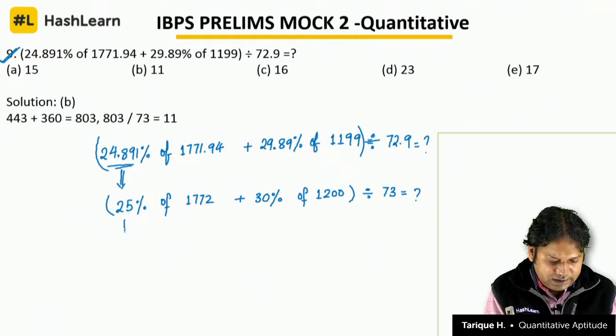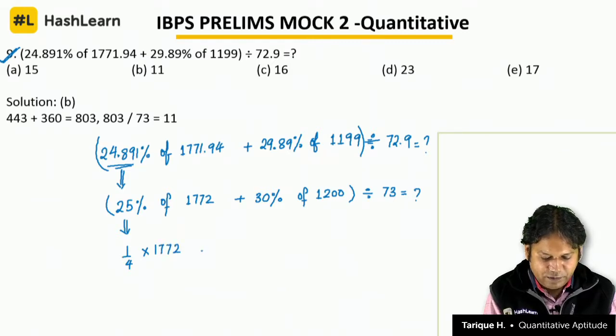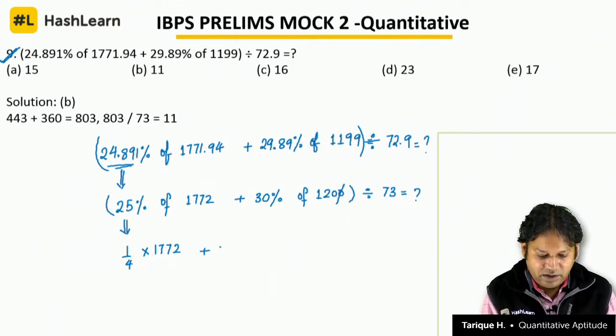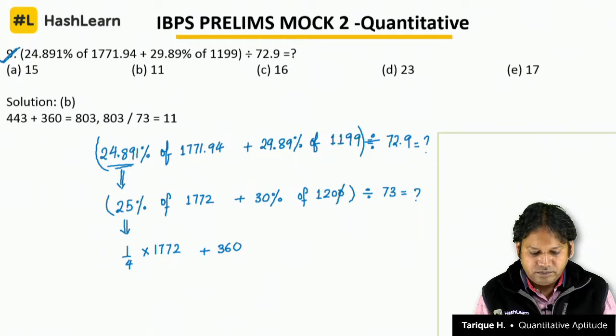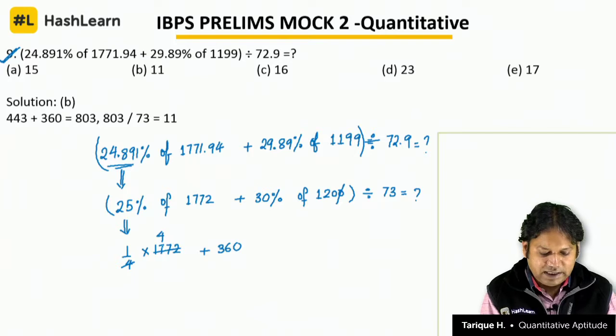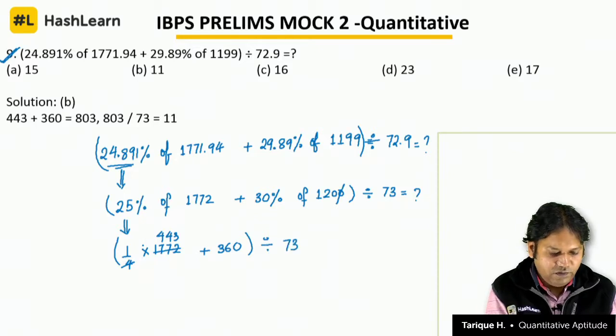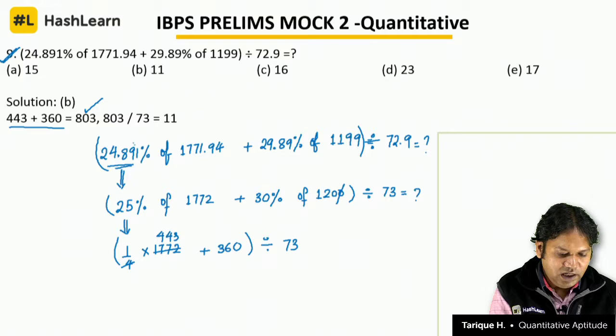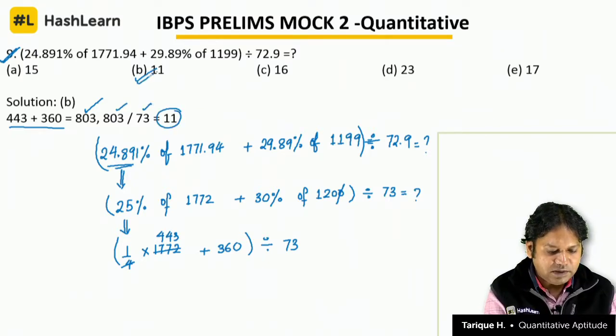Now 25% in fraction is 1 by 4, so that would be the best way of going about this question, and 4 can definitely divide 1772. And 30% of 1200, you cancel 10, it becomes 10%, multiply with 3, you get 360. And 4 into 4 is 16, we get 17, 4 into 4 is 16, 443. So 443 plus 360 divided by 73, 443 plus 360, 803, 803 by 73 is approximately 11, so the answer becomes equal to 11.